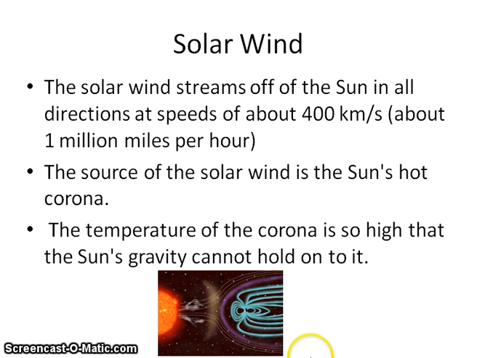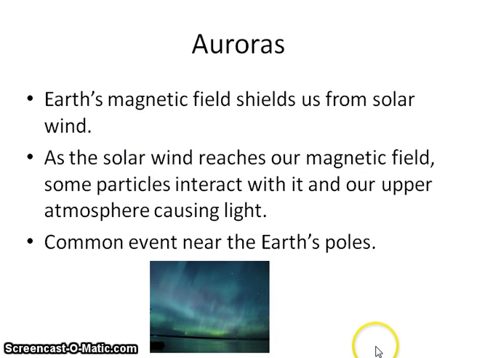Once they get there, they interact with Earth's magnetic field, so they get really excited. They're moving around very quickly, and the result of that is in the form of light. So what we see the solar wind producing is the auroras, or the aurora borealis, or the northern lights. So once again, Earth's magnetic field shields us from that solar wind, which is all those charged particles. As the solar wind reaches our magnetic field, the particles will interact with our magnetic field in our upper atmosphere, and that causes light. And this is a very common event near Earth's poles, because they're near the magnetic pole where these ions are being attracted to.